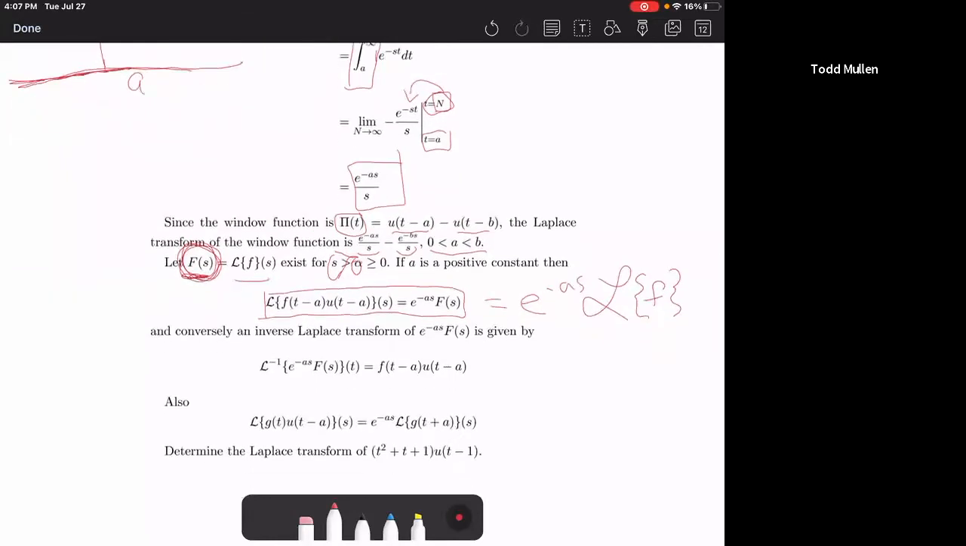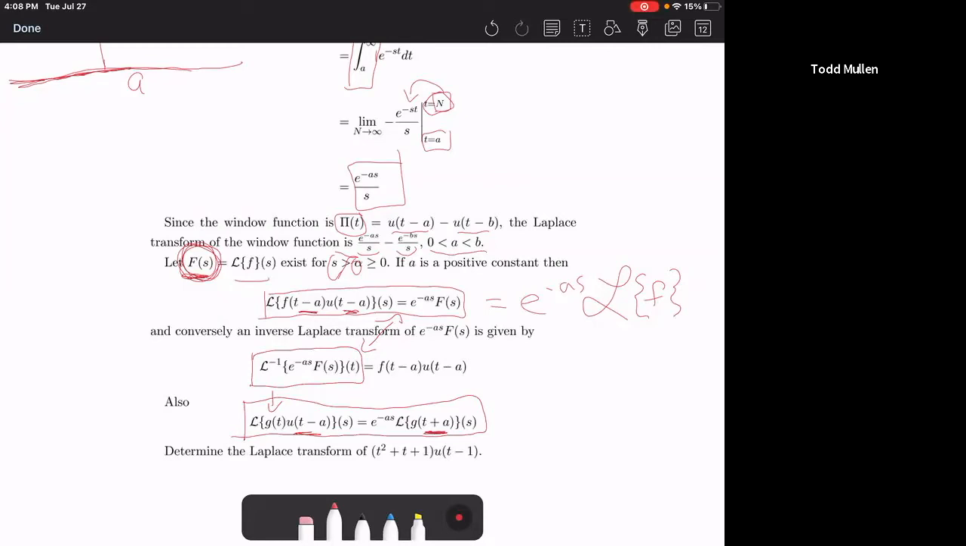Conversely, we can do this backwards, where the inverse Laplacian of the right side of that equation is just equal to f of t minus a times u of t minus a. But we also have this perhaps more useful version. The Laplacian of any function of t, it doesn't have to be a function that is already translated by some a. The Laplacian of any function of t multiplied by u of t minus a is equal to e to the negative as times the Laplacian of g of t plus a, where you actually have to shift your g function by a. We're going to see how that works with our next example.